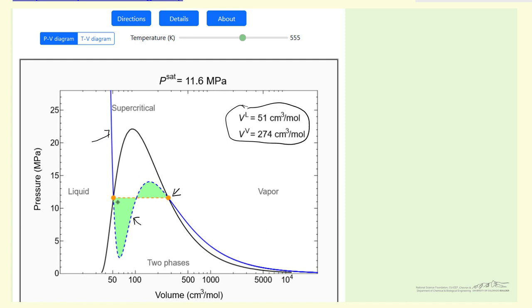If this were a linear plot, linear pressure, linear volume, then this green area would equal this green area, another way of determining if the fugacities are equal. The simulation allows you to change the temperature, and you'll see when we look at the simulation how this changes the blue line. We also can look at a temperature-volume diagram by selecting this button here. So let's look at this simulation.